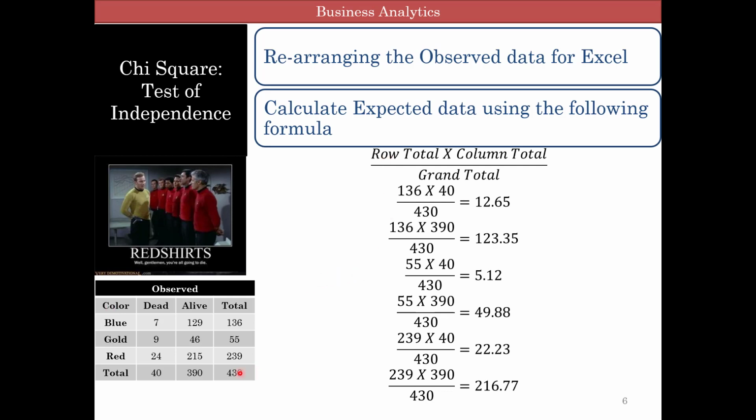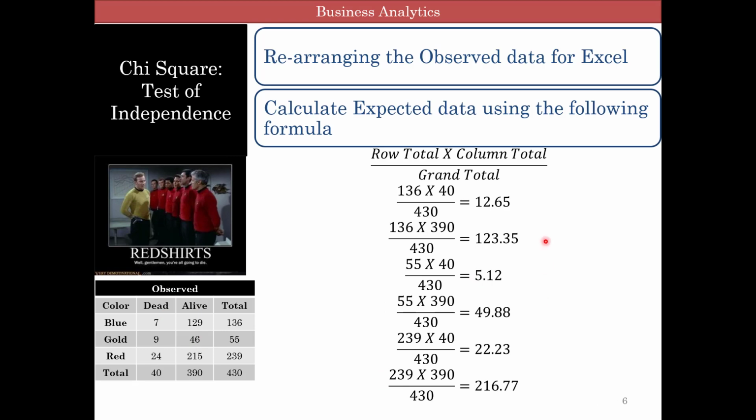We are going to take the row total, which for blue is 136, multiplied by the column total, which is 40, and divided by the grand total, which is 430, which gives us 12.5. Similarly, for blue alive, we're going to take 390 multiplied by 136 divided by 430, which gives us 123.35, and so on. So for each one of these cells, here's the observed value.